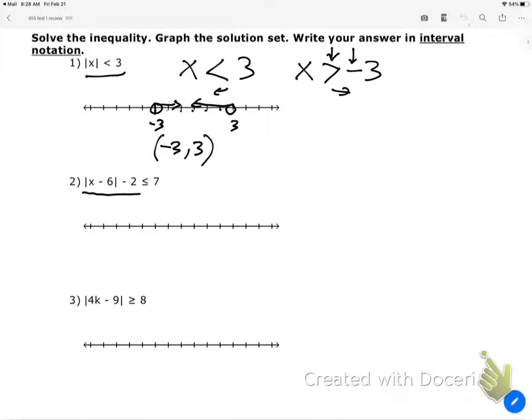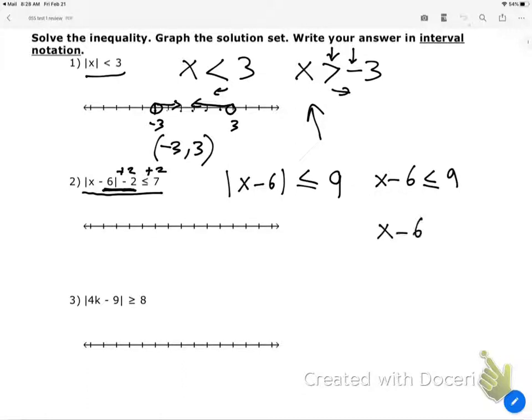Now for this one, first of all, we're going to have to add this 2 first. Add a 2. So what you've got is the absolute value of x minus 6, but now this is less than or equal to 9 because I added the 2 to both sides. You don't combine these numbers. One's inside the absolute value, one isn't. So let's just leave the x minus 6 alone. Now, like the above question, we can have x minus 6 is less than or equal to 9, and we can also have x minus 6 is greater than or equal to negative 9. Again, I changed the direction of the inequality and I changed the sign.